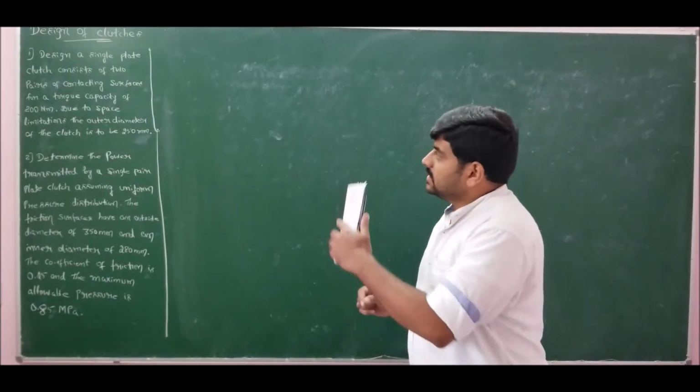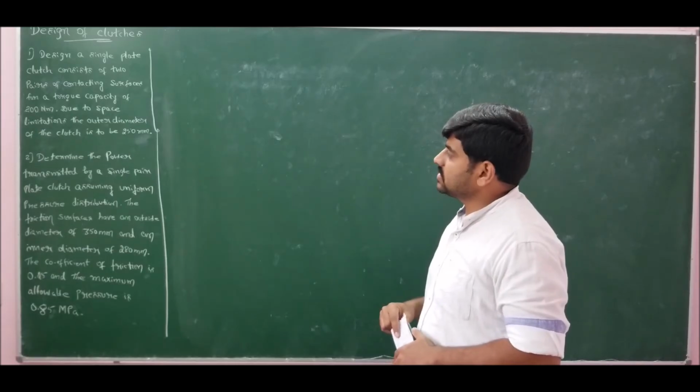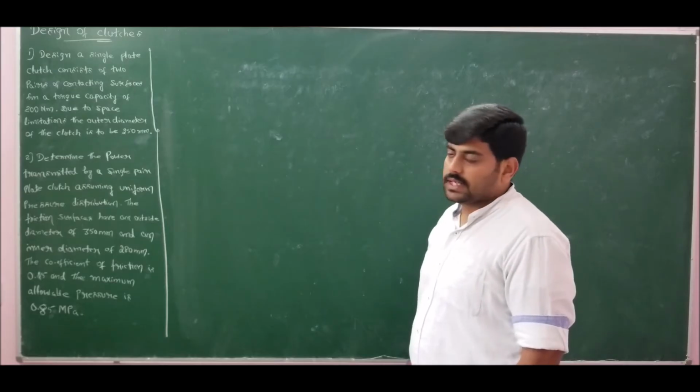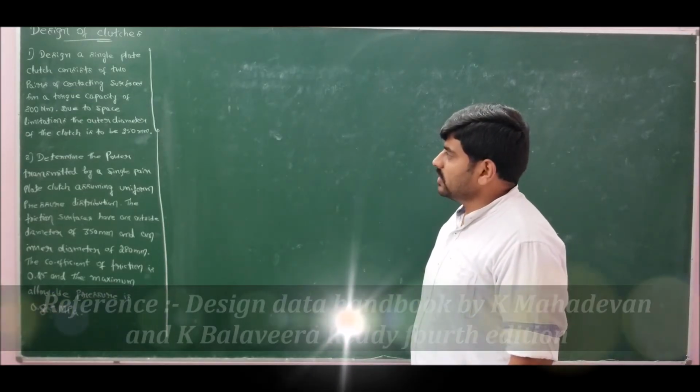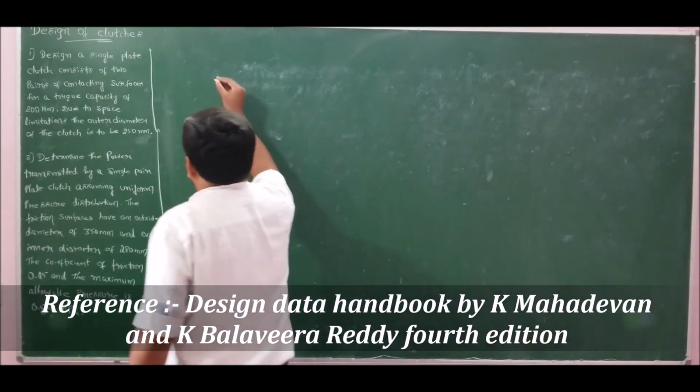Now moving ahead, problem number 1 on design of clutches states: design a single plate clutch consisting of two pairs of contacting surfaces for a torque capacity of 200 Newton meters. Due to space limitations, the outer diameter of the clutch is to be 250 millimeters. Let us solve this problem.